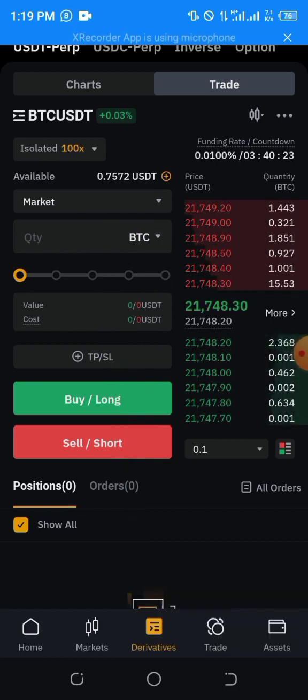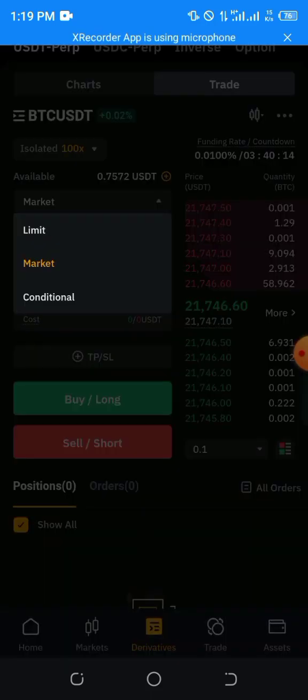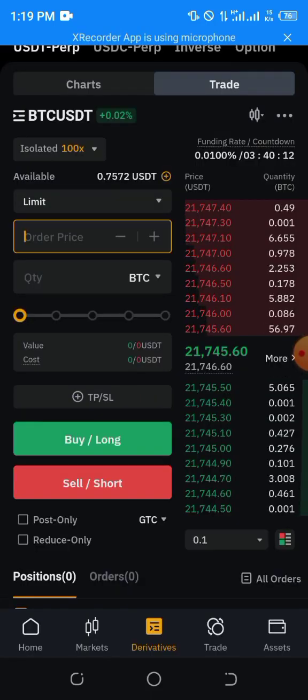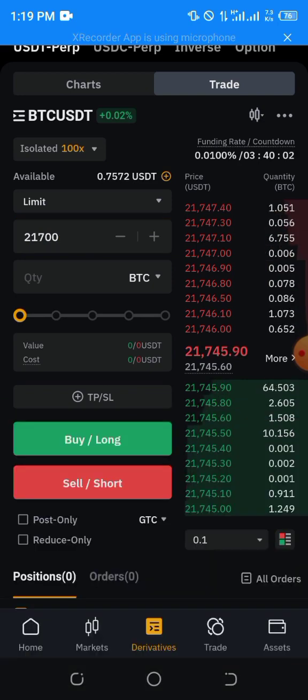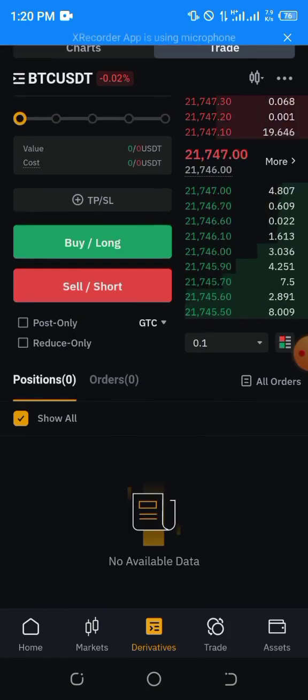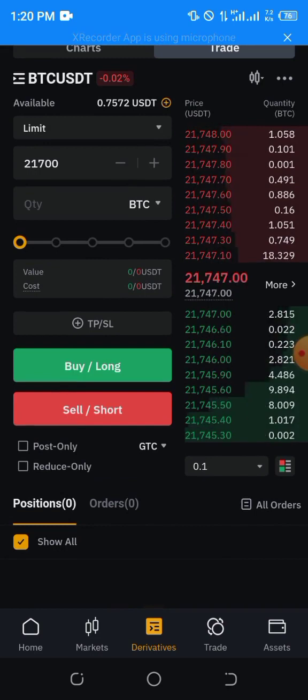Why the limit order? For instance, you know that price is going to come down to 21,700. So you're going to take a limit order and say, okay, I'm taking this trade at 21,700. So at 21,700, you're saying this trade should either go long or short. Now, I'm not going to talk so much on this because I have a video already on market orders, stop losses and take profits.